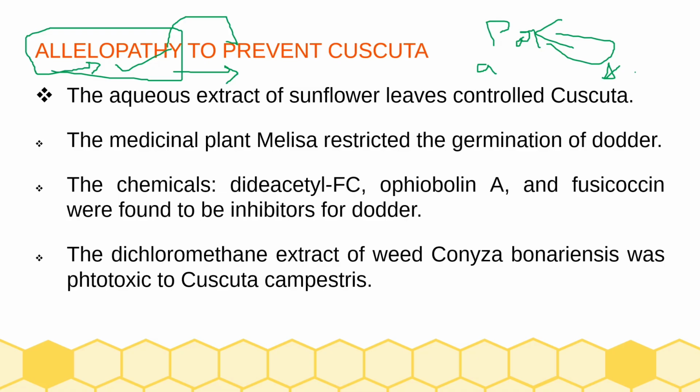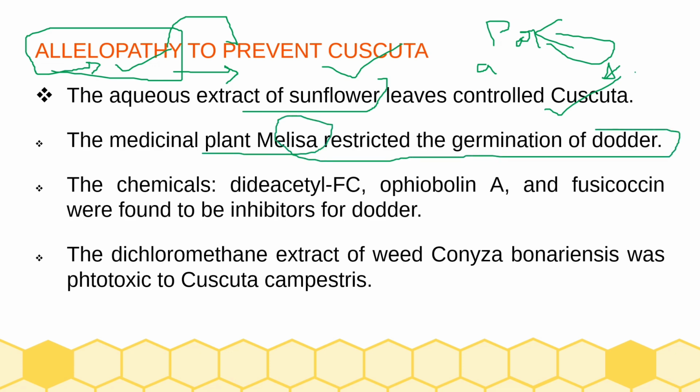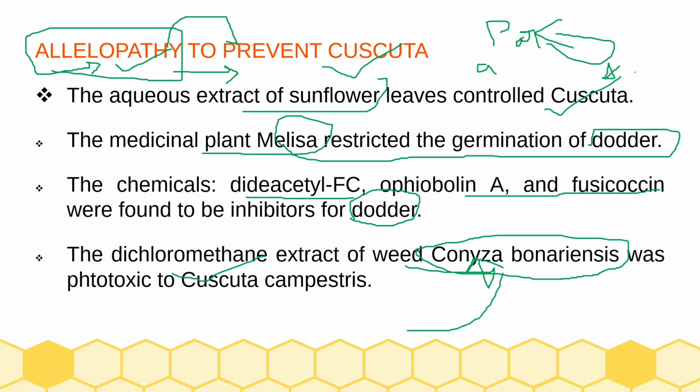You can use allelopathy in the case of Cuscuta also. The aqueous extract of sunflower leaves is used to control Cuscuta. The medicinal plant Melissa restricted the germination of dodder. Chemicals like diacetyl ester, ophiobolin A and fusicoccin are found to inhibit the growth of dodder. The dichloromethane extract of the weed Conyza bonariensis, also a broadleaf weed, has volatile compounds that reduce the growth of Cuscuta campestris. These are some outstanding examples of controlling Cuscuta using allelopathy.